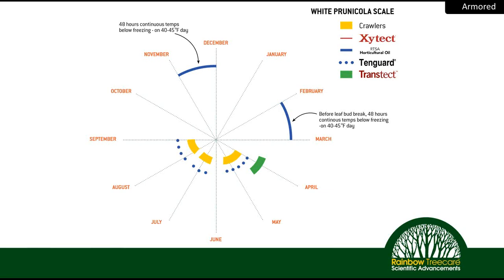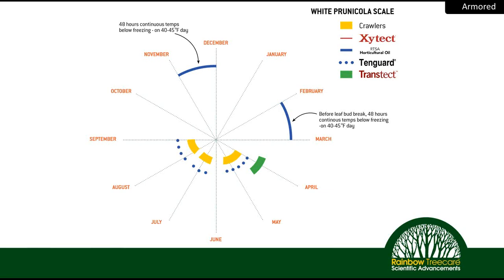Alternatively, you can apply Transtect as a soil application about 2 weeks prior to initial crawler emergence, which would be in about mid-March. Or you could do a bark spray as soon as crawlers emerge, and that will provide that season-long efficacy and knock down the populations for future years.